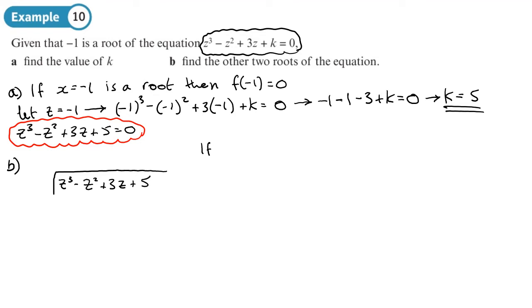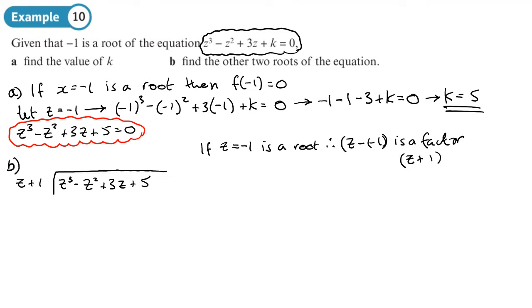If z equals negative 1 is a root, therefore z minus negative 1 is a factor. That's the factor theorem. So in other words, z plus 1 is a factor. So I'm going to divide this by z plus 1 using algebraic long division.